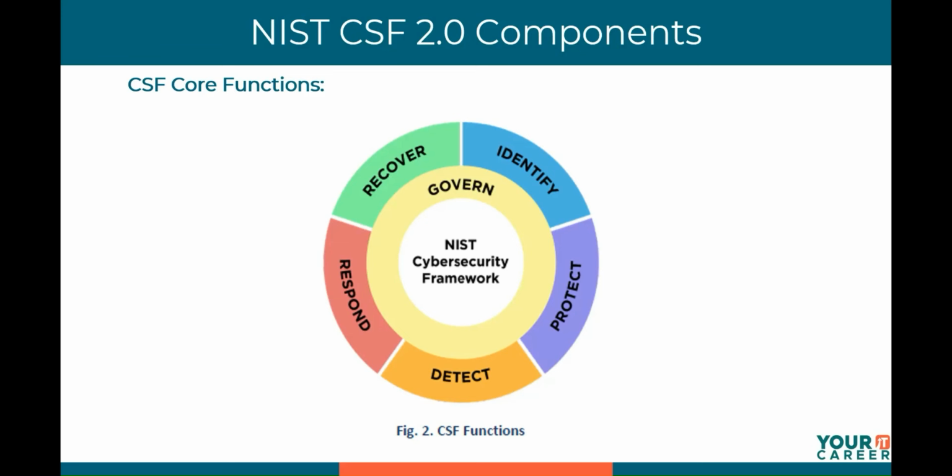Now the reality is that it was kind of embedded in all the other areas, but what they've done with CSF 2.0 is they've actually brought it out and called it out as its own function, as opposed to being embedded in the other 5 functions. So now there are 6 functions. We have govern, identify, protect, detect, respond, and recover. And we're going to talk about each one of those as we go through the training today, okay?